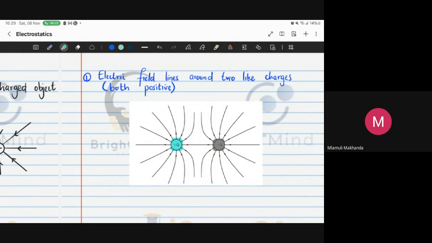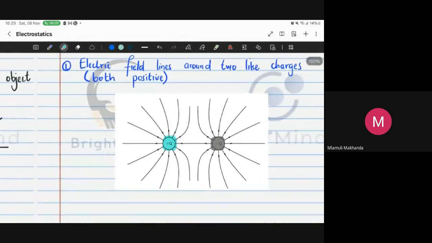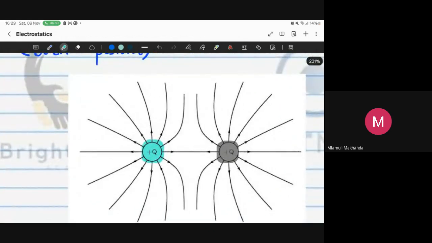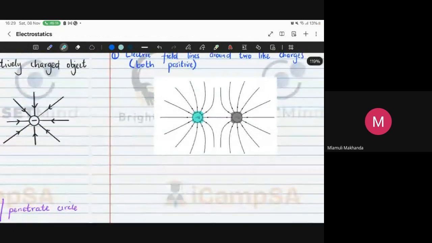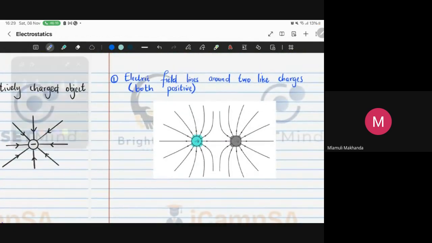So this is an example of electric field lines around two like charges and how they would look. It's basically the electric fields of these two objects interacting with one another. So in this case, it is repulsion because these are two like charges. So what will happen here is repulsion. This is a pattern for repulsion.